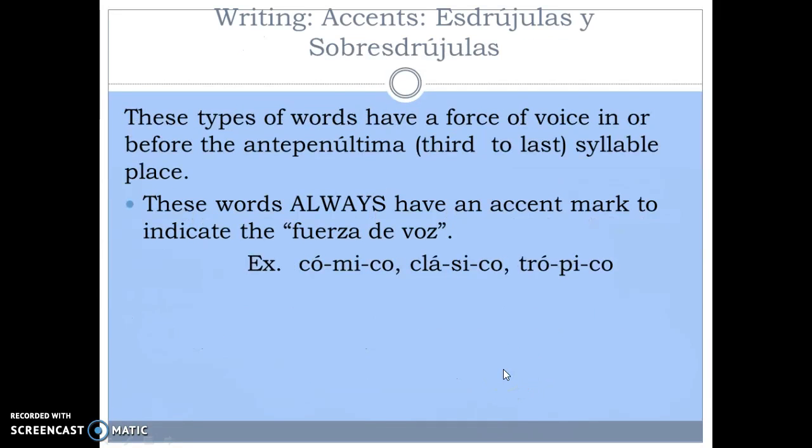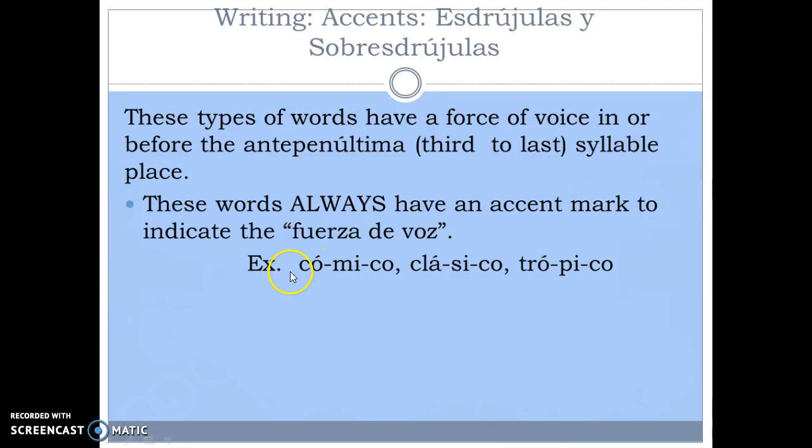Let's move on. Esdrújulas, sobreesdrújulas. These types of words have a force of voice in or before the antepenúltima, third to last syllable place. These words always have an accent mark to indicate la fuerza de voz.